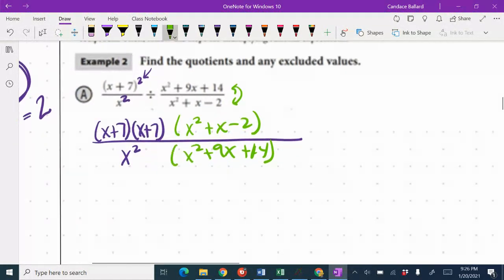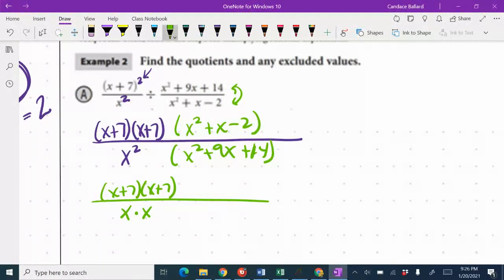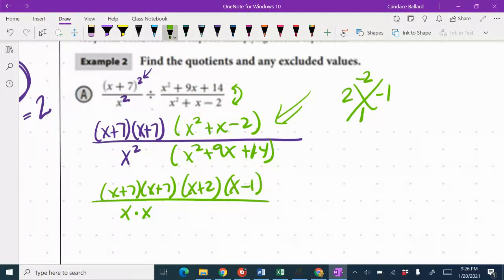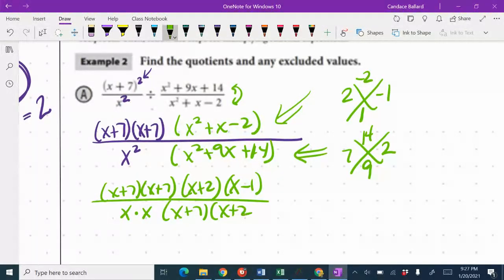Now, hopefully, you saw trinomials and you're screaming that we need to do some magic X's. So I'm going to just leave the x plus 7 times x plus 7 and the x. I'm going to switch this into x times x just in case. For the numerator, I need two numbers that multiply to -2 and add to 1. So that would be 2 and -1. So x plus 2 times x minus 1. The denominator, I need two numbers that multiply to 14 and add to 9, and that would be 7 and 2. So x plus 7 times x plus 2.